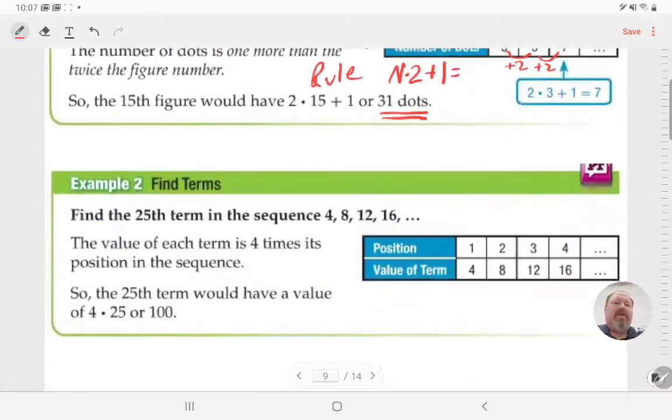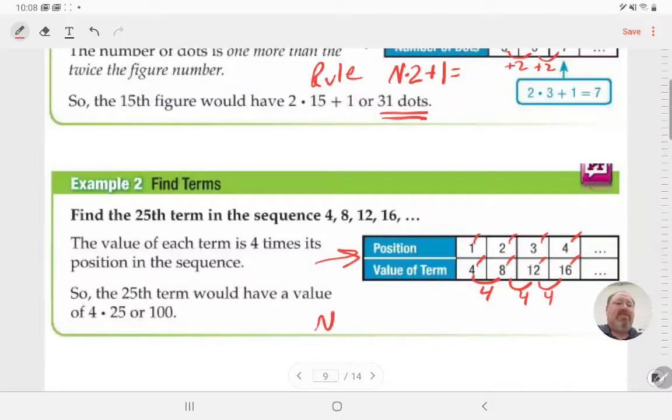All right. Let's look at this one. It says find the 25th term in the sequence 4, 8, 12, 16. So again, I can make me a table. I can say the first term was 4, the second term was 8, the third term was 12, the fourth term was 16, and I need to know the 25th term. So I could keep going, keep going, keep going, or I can take a look that this goes up by 4, this goes up by 4, this goes up by 4. So I could write me a rule.